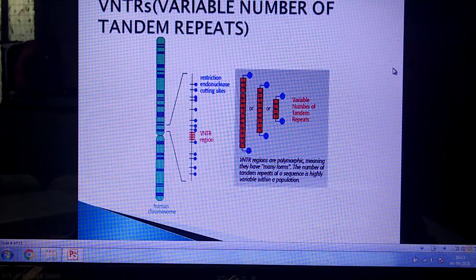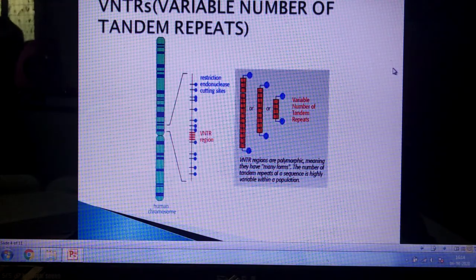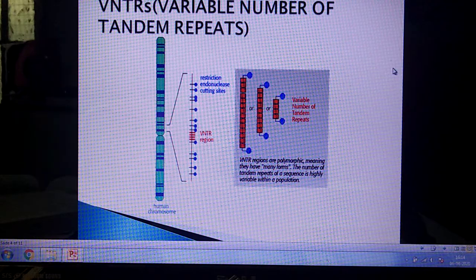Now this picture shows the variable number tandem repeats. When a human chromosome is cut by the enzyme restriction endonuclease, various segments of different lengths are separated. Some unusual segments are repeats 10 to 15 base pairs long. The number of repeats differs from one person to another. This provides the basis for the DNA profiling technique.